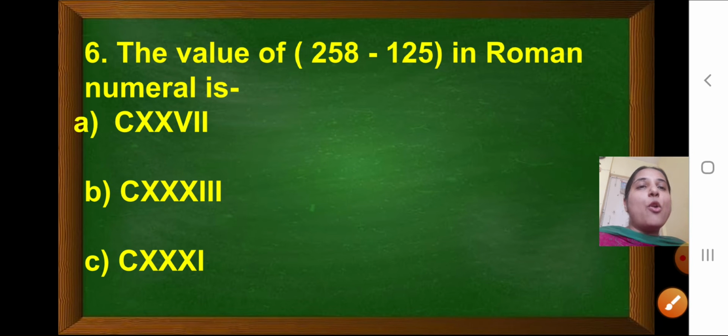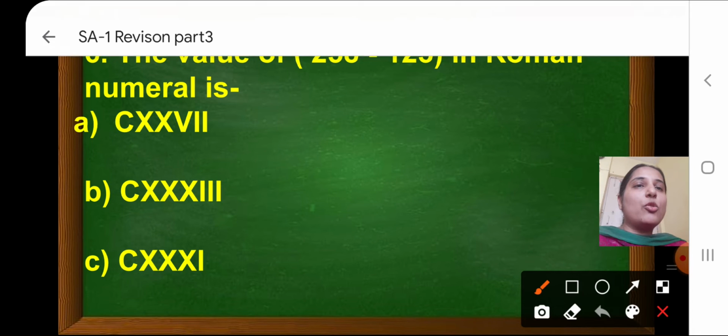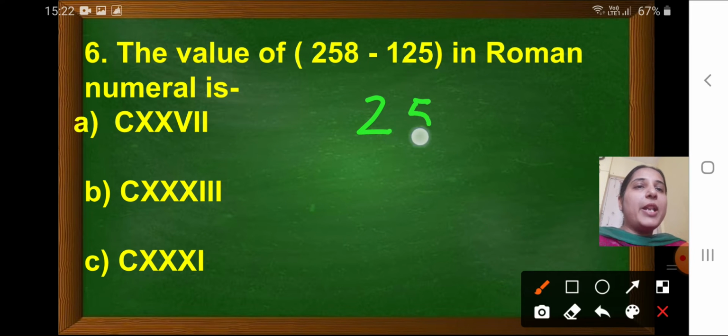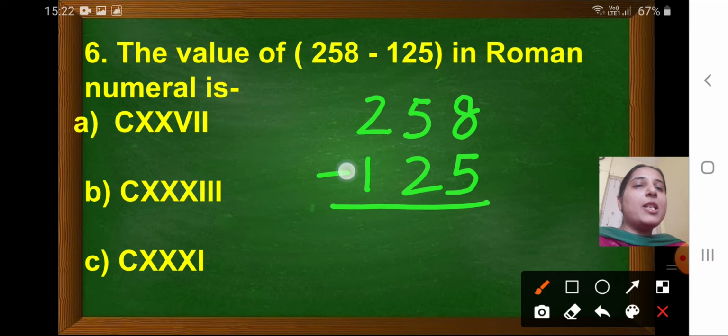The value of 258 minus 125 in Roman numeral is. So let's find the difference first and then we will convert that difference to Roman numeral. Okay. So first let's find the difference. So 258 minus 125. So let's find the difference.